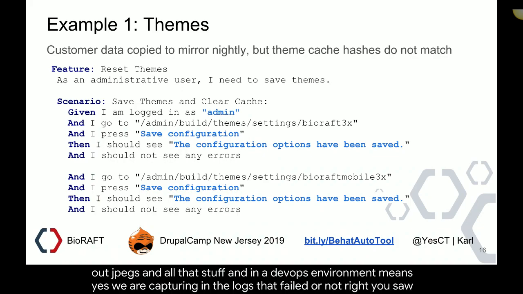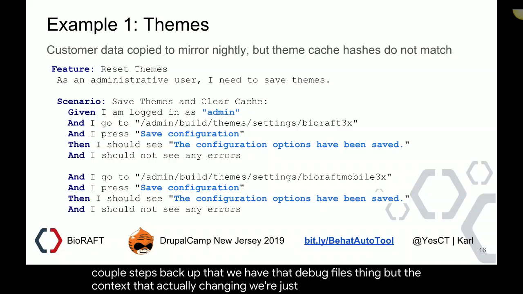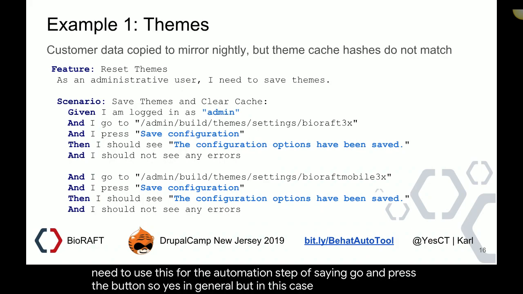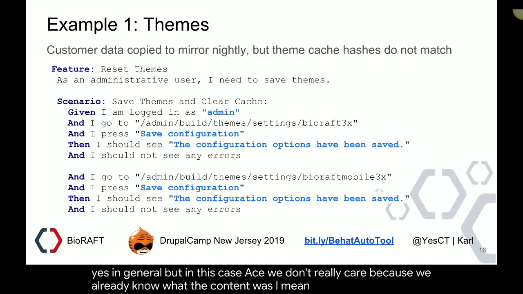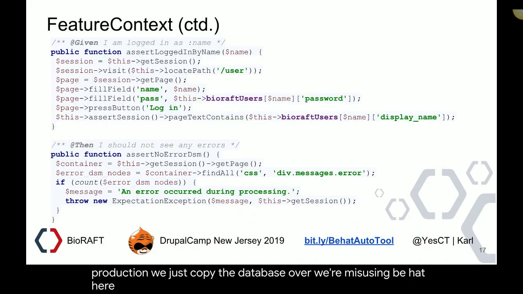You saw a couple steps back that we have that debug files thing, but the content's not actually changing. We're just pulling it over. We just need to use this for the automation step of saying, go and press the button. So yes, in general, but in this case, we don't really care because we already know what the content was. This was what was in production. We just copied the database over. I understand. We're misusing Behat here. We're extending its capabilities.